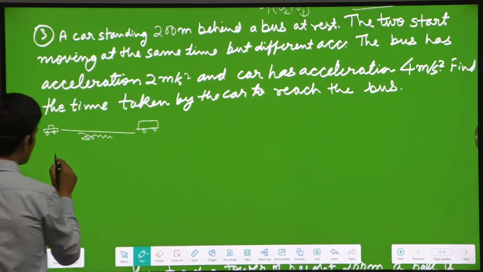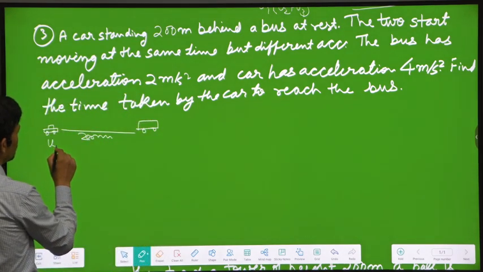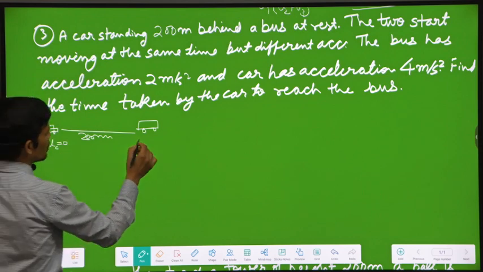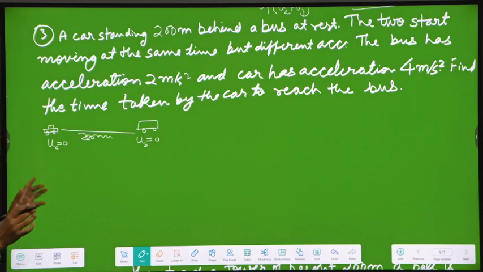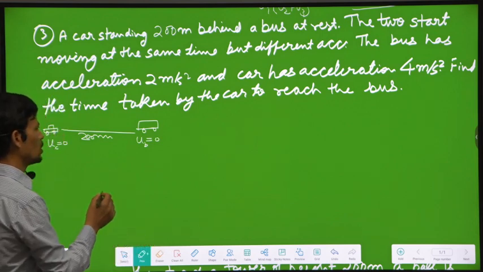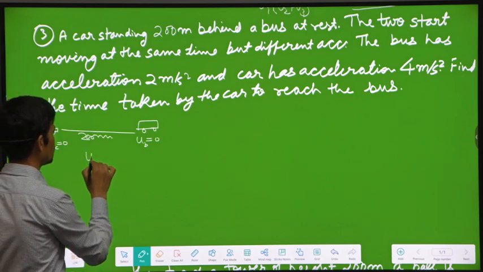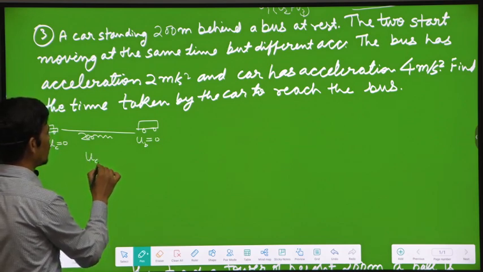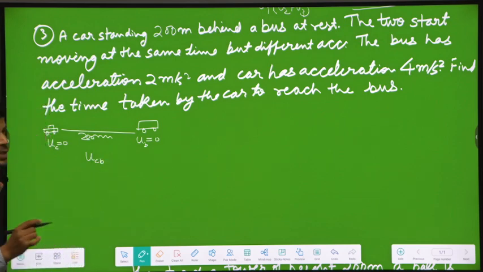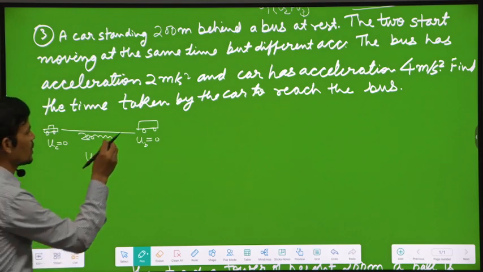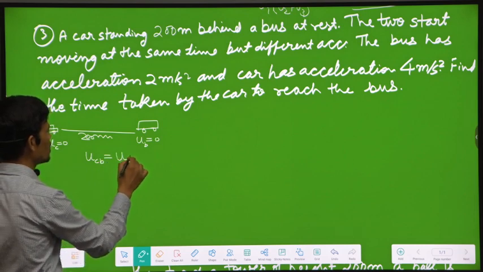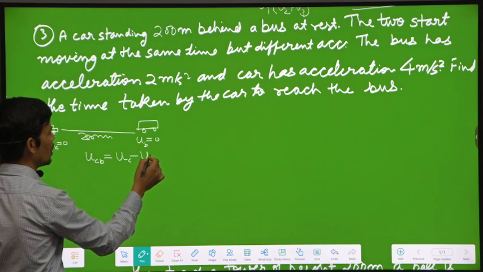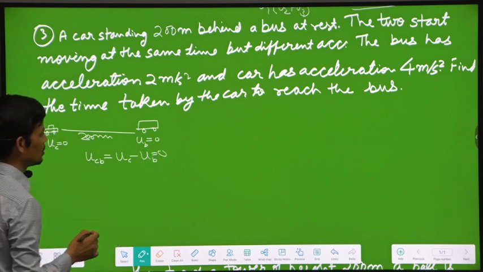Means initial velocity of car is 0 and initial velocity of bus is also 0. But if it would not be 0, then we have to take relative velocity of car with respect to bus. We are considering bus as a reference. We are observing this motion with respect to bus. So that will be UC minus UB. Ultimately, this is equal to 0.